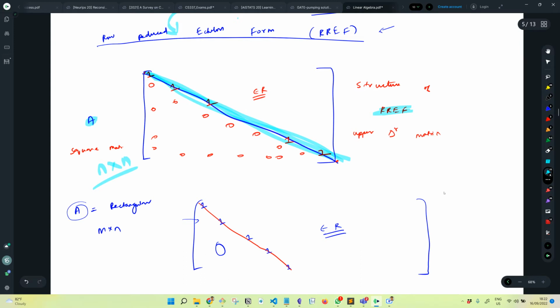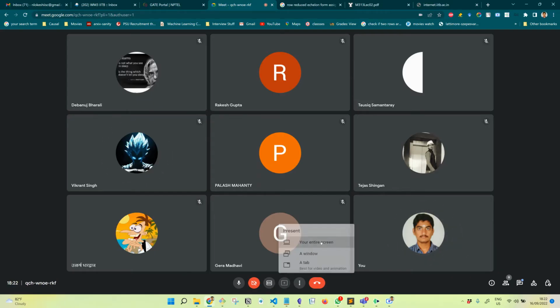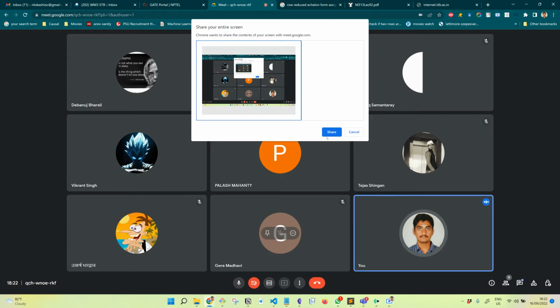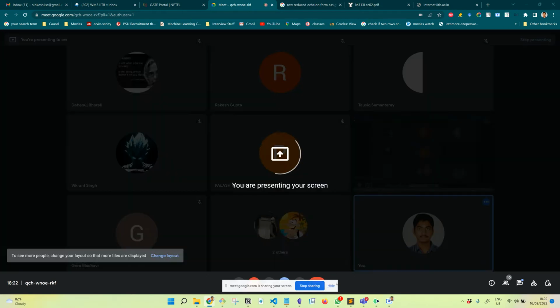Entries along the leading diagonal. Oh, yeah, I did not share the screen. Sorry about this. Can you see it now?